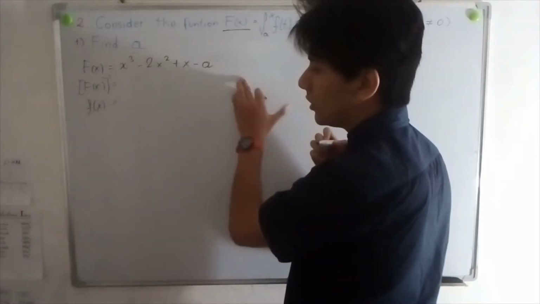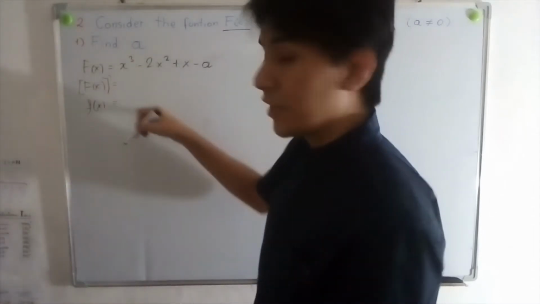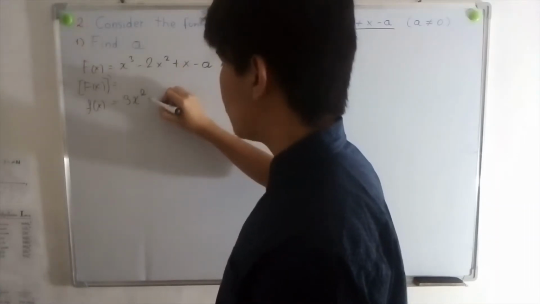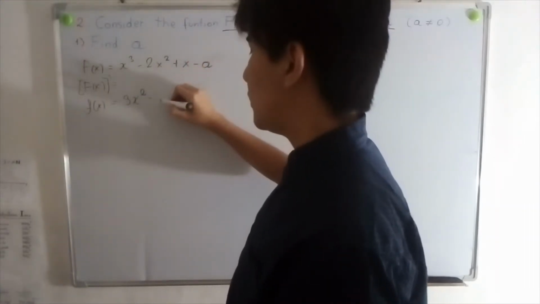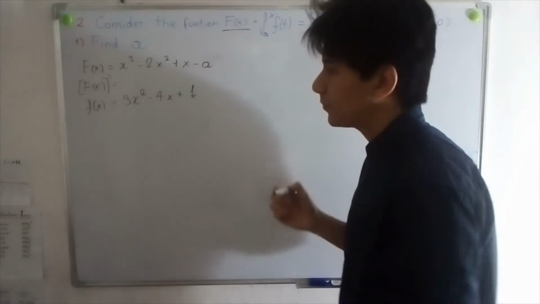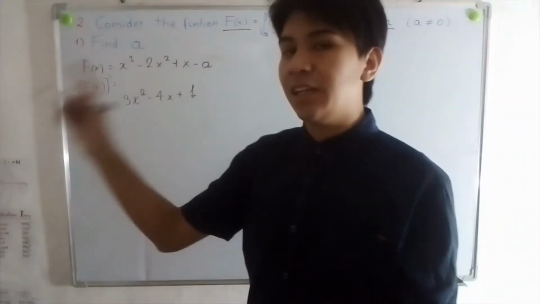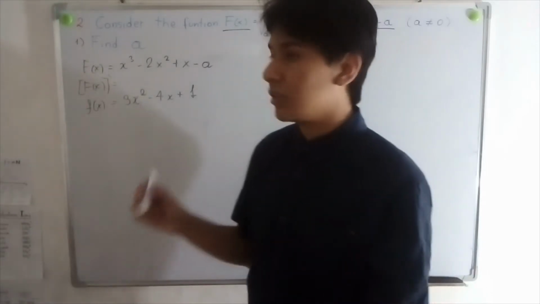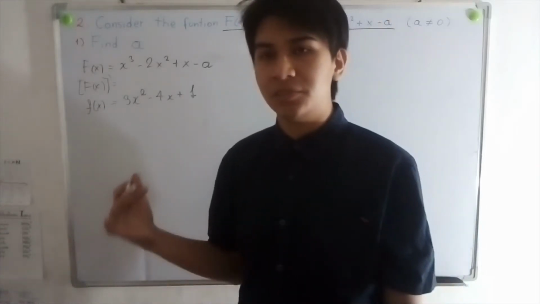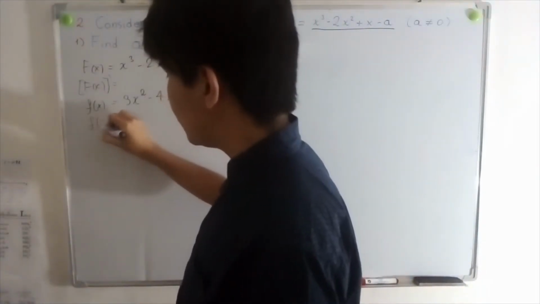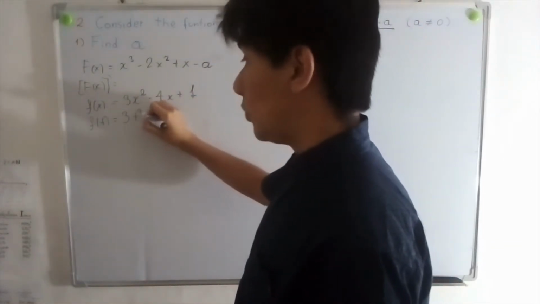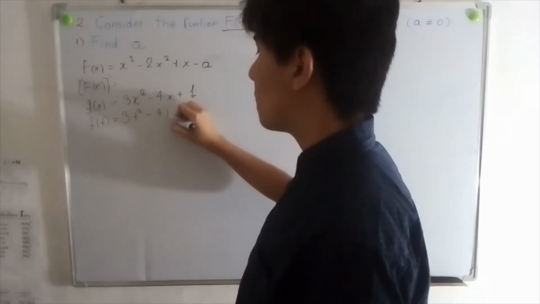This expression is the derivative here, so the derivative is 3x squared minus 2 times 2 is 4x plus 1, and the derivative of a is 0. Now, what is the function on t? Okay, it's the same as x, but instead of x it is t. Okay, it's easy. And f of t is 3t squared minus 4t plus 1.